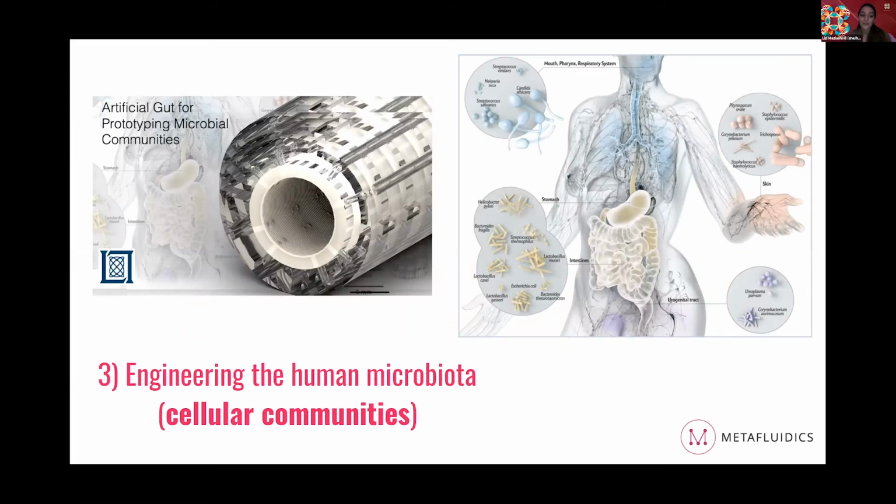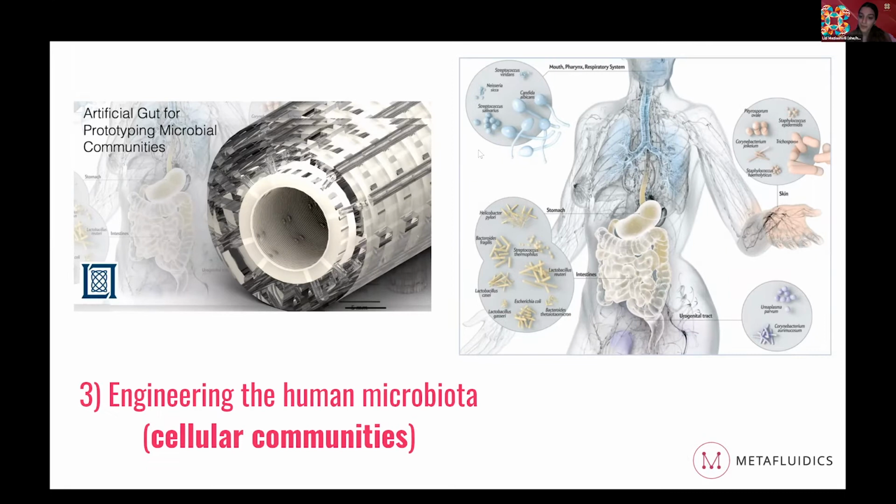I also put engineering the human microbiota and cellular communities. There's a branch of microfluidics called organ on chip. We could put different organs and mimic the environment of our organs in our body on a small microfluidic chip. One example of this is an artificial gut on a chip to prototype microbial communities. So that's also a very promising field.